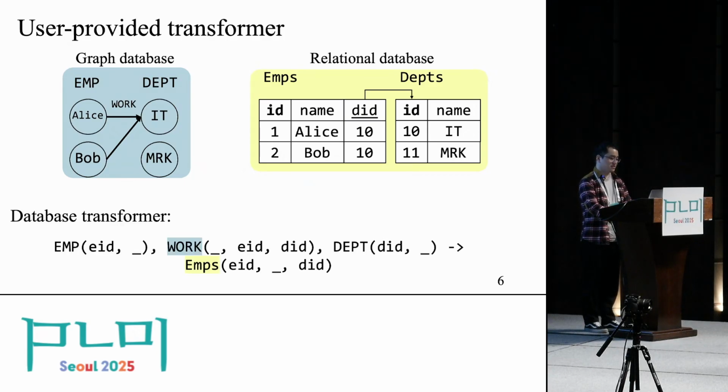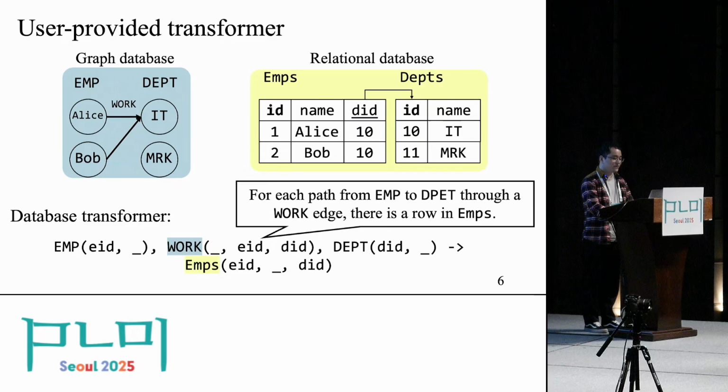To ensure these two databases maintain the same data, we use a user-provided transformer to align their structures and semantics. Take the work edge as an example. This rule specifies that for each path from employee to department through a work edge, there is a corresponding row in the employees table.